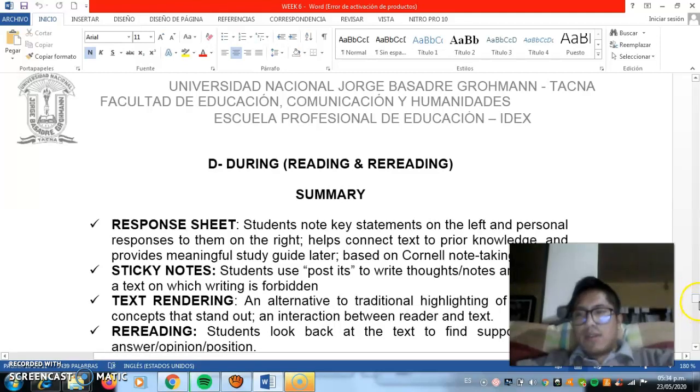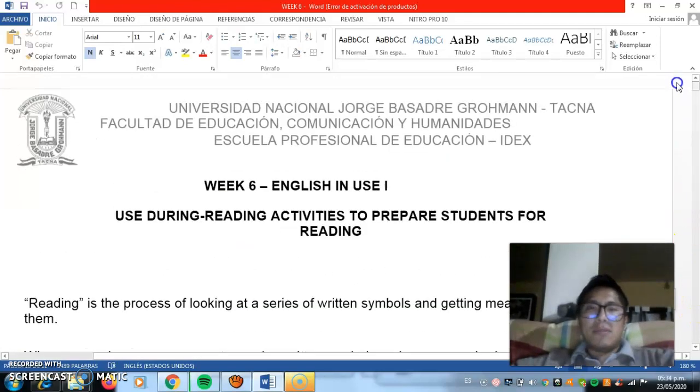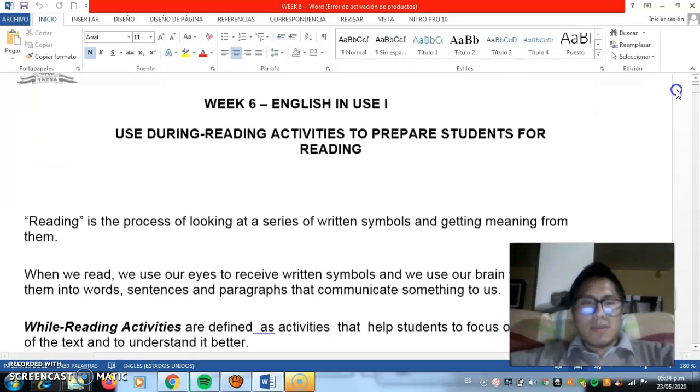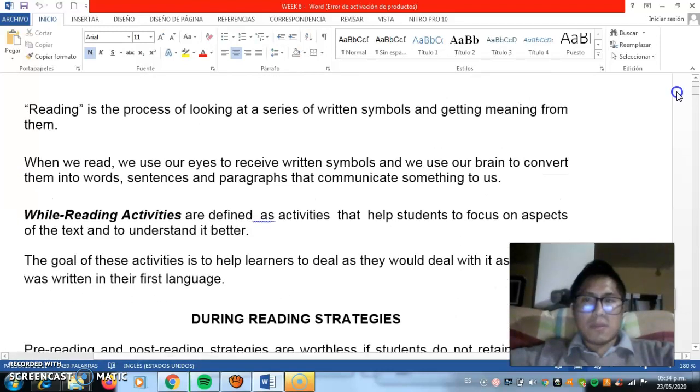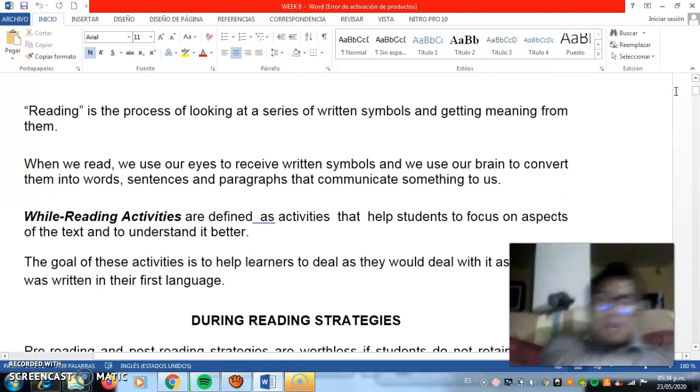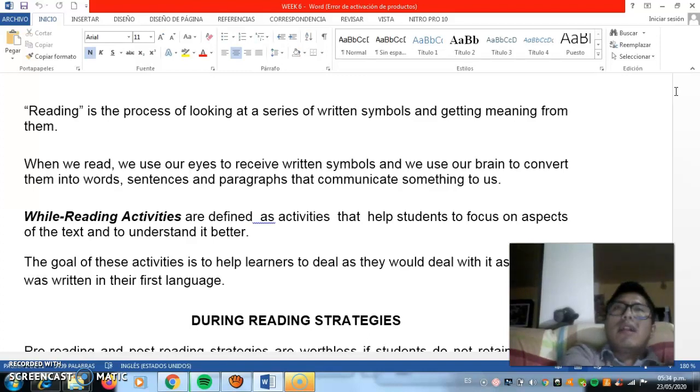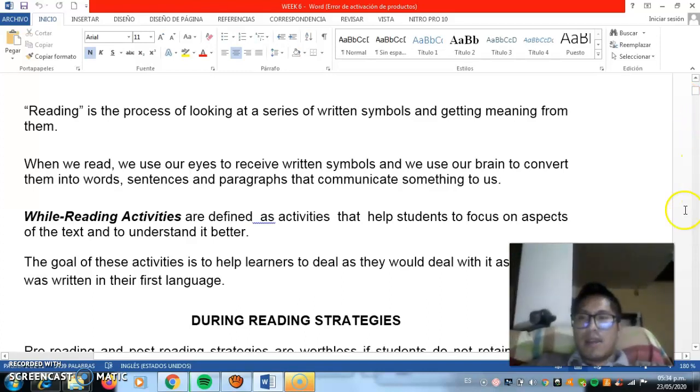In this lesson today we are looking at activities to use during reading to prepare students for reading. This is our week number 6. First of all, the most important idea is that this kind of activity is going to help our students focus on some important aspects to consider in the text, and of course to understand it better. This is the most important idea here, okay?